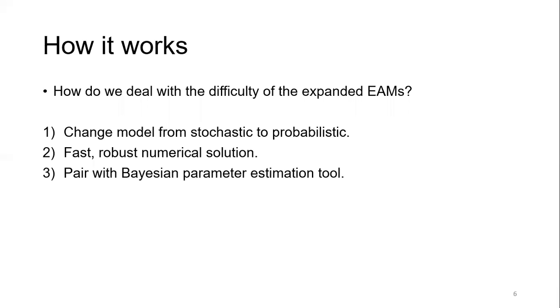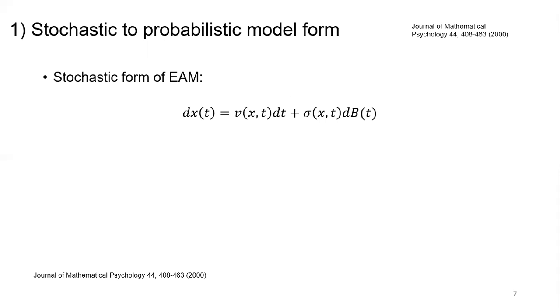So how does this work? How do we deal with the difficulty of the expanded evidence accumulation models? There are three things we really want to talk about. First is changing the model from stochastic to probabilistic. Second is getting a fast, robust numerical solution. And lastly, we need to pair it with a Bayesian parameter estimation tool.